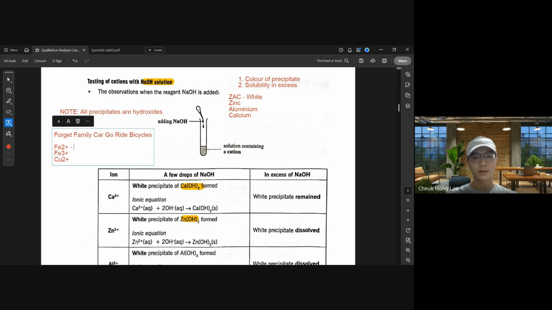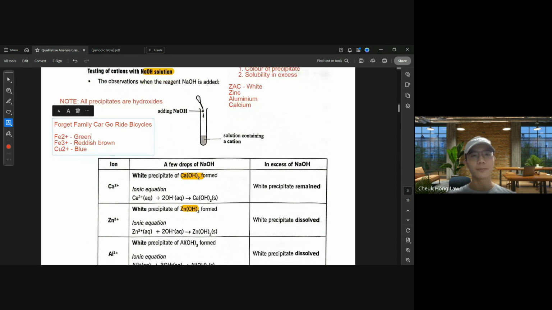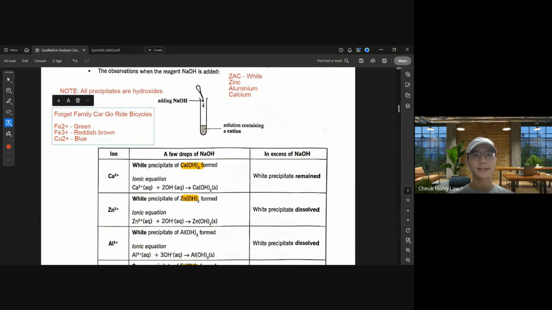G will be green. R will be reddish brown. And B will be blue. Okay, so forget family car, go ride bicycles. Fe2 plus will be green in color for the precipitate. Fe3 plus will be reddish brown precipitate. And Cu2 plus will be blue precipitate.